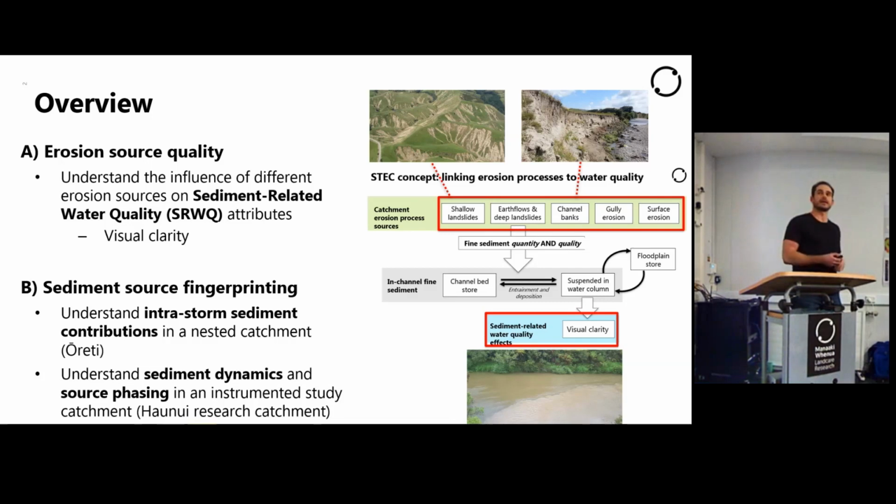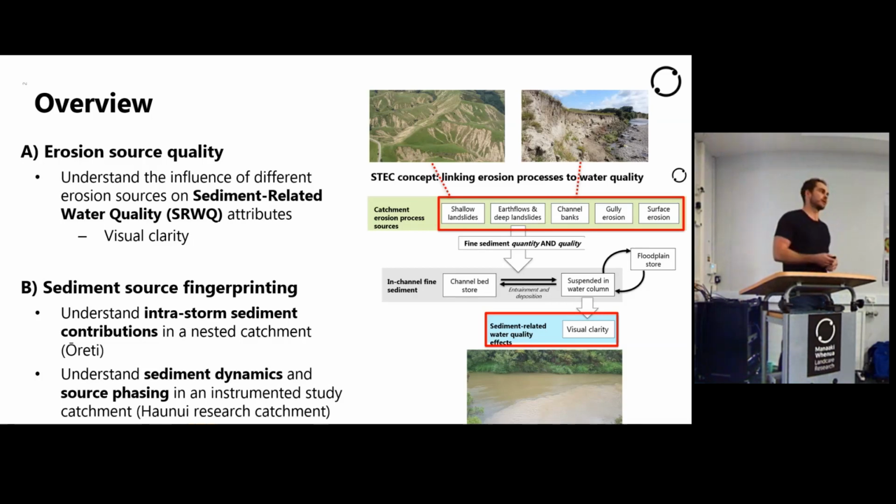So first, part A, is looking at erosion source quality. That's looking to understand the influence of different erosion processes, erosion sources, on sediment-related water quality attributes, particularly visual clarity. And then part B, looking at sediment source fingerprinting, so using this tool to understand, applying it in some different catchments, interstorm sediment contributions in some catchments, and also understand sediment dynamics and source phasing in a small study catchment.